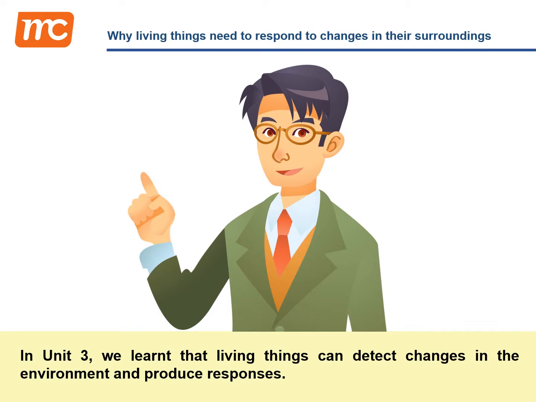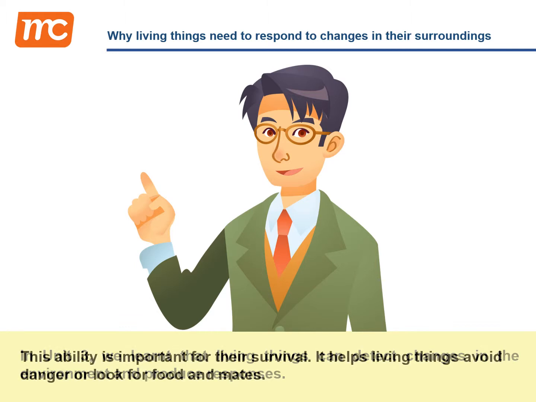In Unit 3, we learnt that living things can detect changes in the environment and produce responses. This ability is important for their survival. It helps living things avoid danger or look for food and mates.